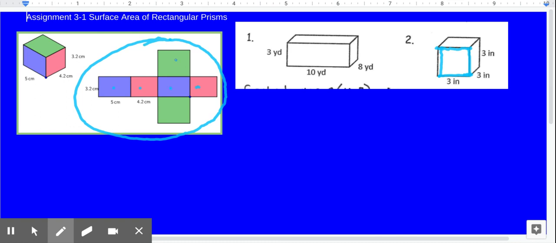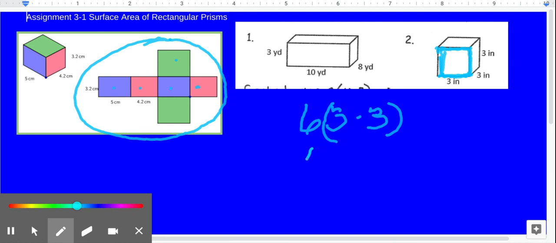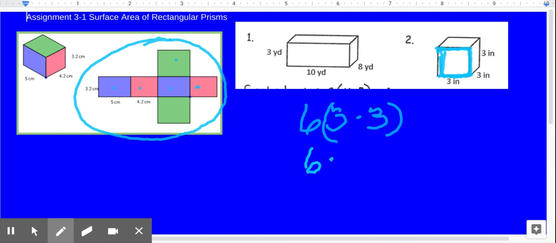Okay, so I have this area 3 times 3, 6 times. So I'm just going to write that I have 3 times 3, 6 times. So I have 6 times 3 times 3 is 9. So the surface area of this cube is 54 inches squared.